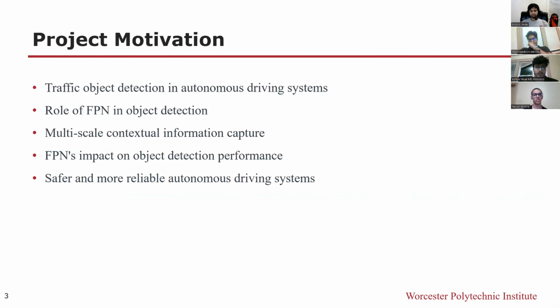Talking about the project motivation, FPN is a popular architecture for capturing multi-scale contextual information. It has been shown to improve object detection performance in several state-of-the-art models. By incorporating FPN into YOLO-P, we expect to achieve a significant improvement in the model's accuracy and performance for panoptic driving perception tasks, which can have practical implications in the development of safer and more reliable autonomous driving systems.